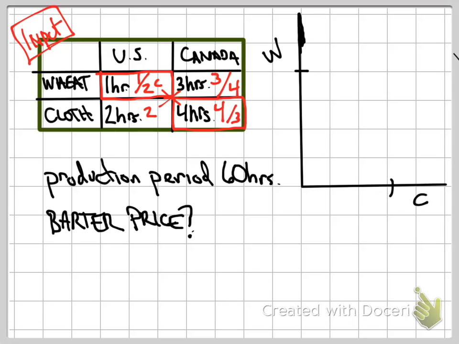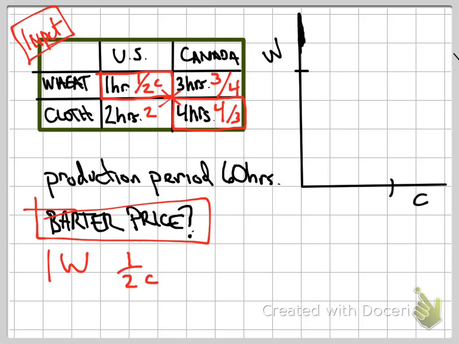So the next step is to ask what would be a reasonable term of trade. This concept is called the barter price. We don't have the term of trade, so what we have to look at is what the United States would be willing to give 1 unit of wheat for. They're going to want to get more than what it costs them to produce cloth. So hopefully, for 1 unit of wheat, they're going to get at least 1/2 unit of cloth or more.